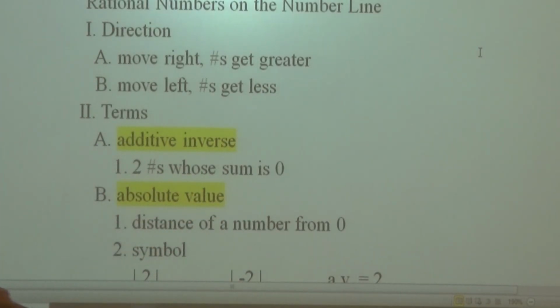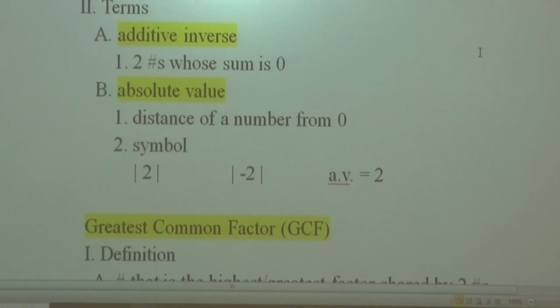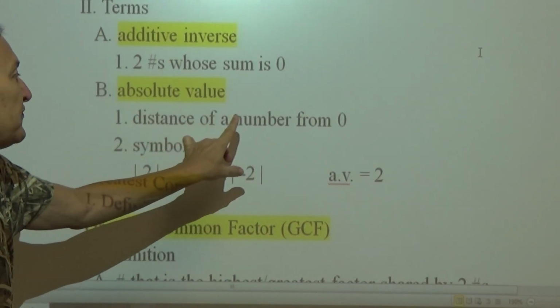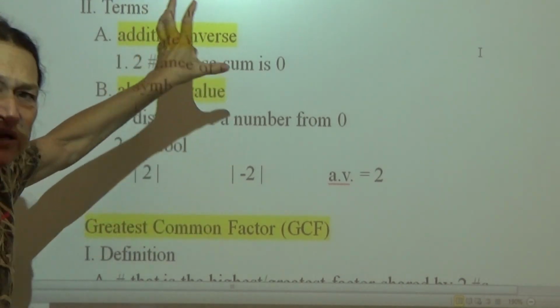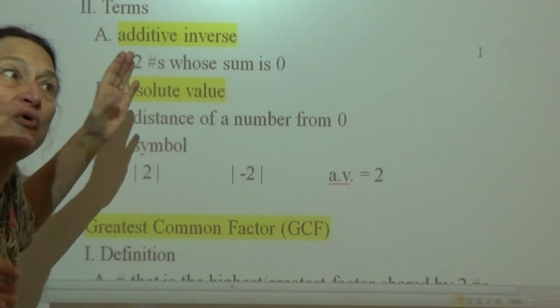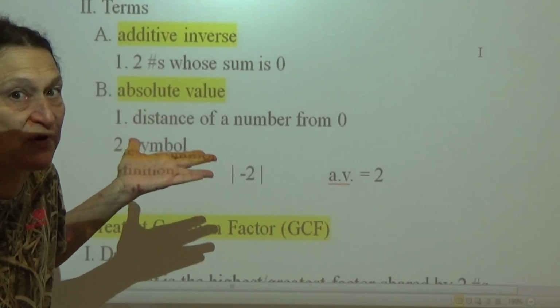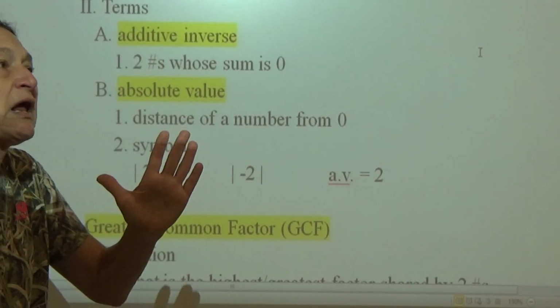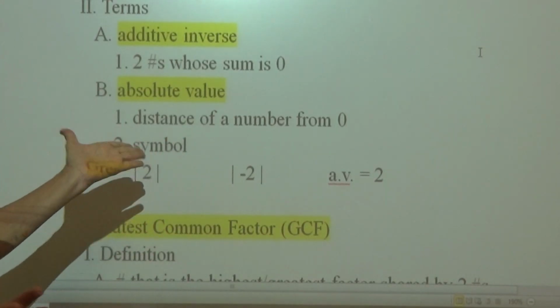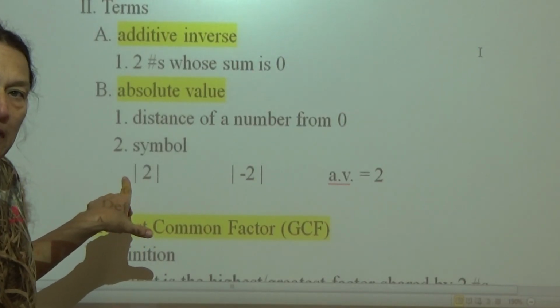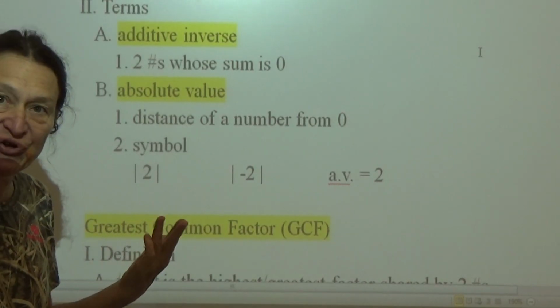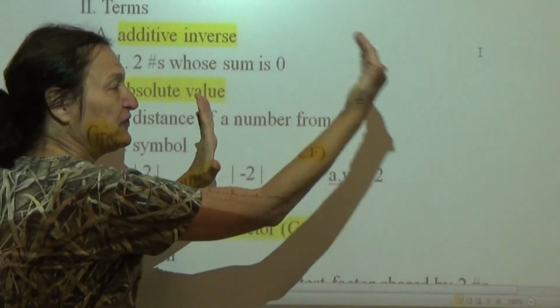All right, absolute value is the distance of a number from 0. So we're talking about what is that digit or that number worth? What is its value? Well, it depends upon how far away it is from 0. Again, we have 2 up here. So if we take the number 2, its absolute value would be 2 because it is 2 steps from 0.